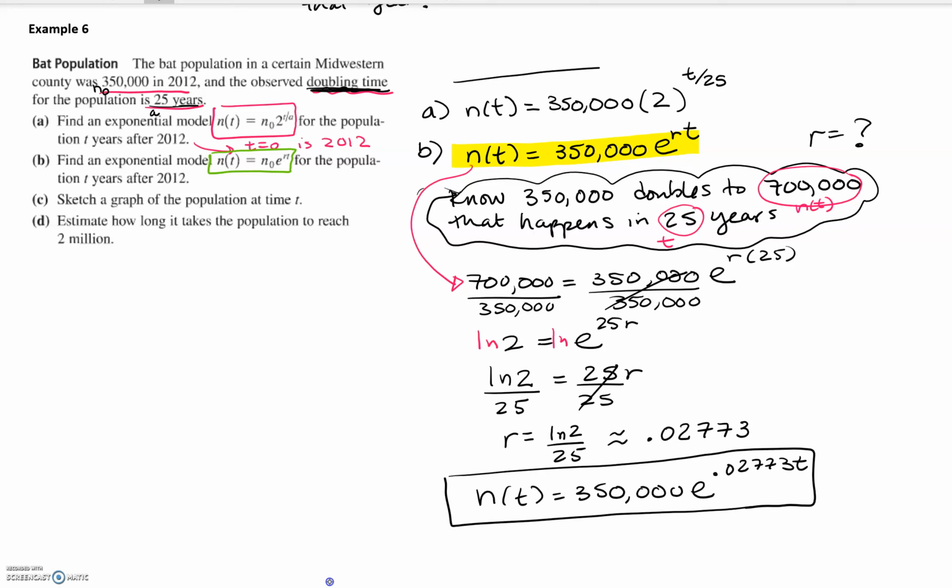Part A was how the population grows in terms of its doubling time. And part B is how the population grows in terms of its relative growth rate. So how it's growing every moment. Now it says sketch a graph of the population. Well, both of these graphs are going to be the same because one of them is in terms of its doubling time. The other one is in terms of its relative growth rate. So graphing it in part C, I'm going to go put the first one in.